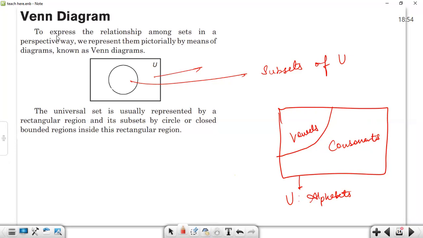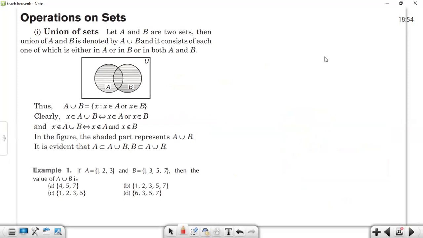Let's read the definition. To express the relationship among sets in a perspective way, we represent them pictorially, by means of diagrams known as Venn diagrams. The universal set is usually represented by a rectangular region and its subsets by circles or closed bounded regions inside the rectangular region. Let's take some more examples.